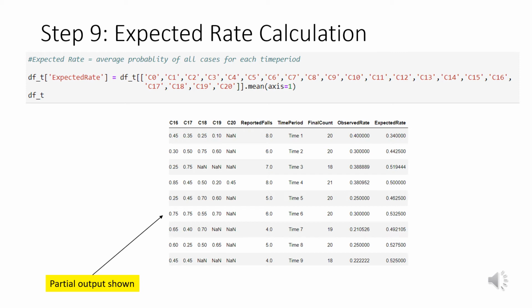The formula on this slide shows you how to calculate the expected rate. The expected rate is determined by finding the average from the values within the C0 column all the way to the C20 column.